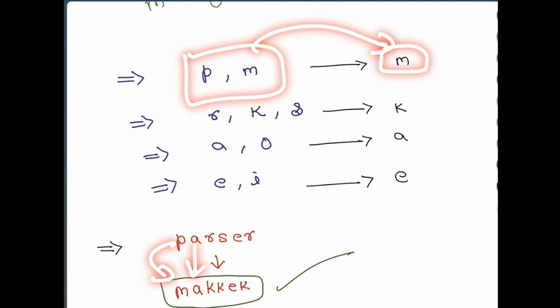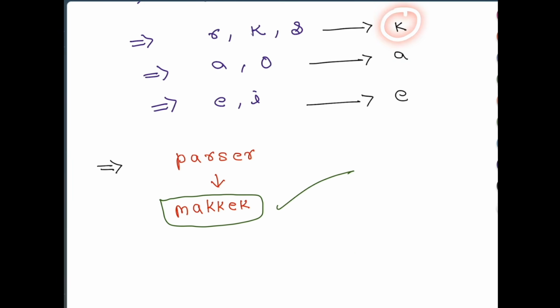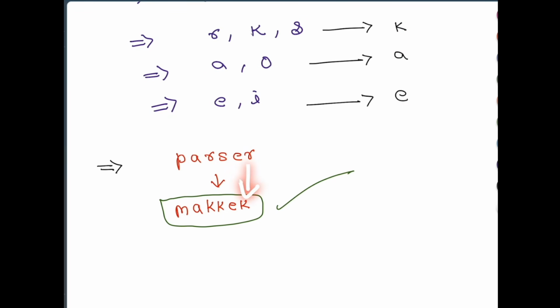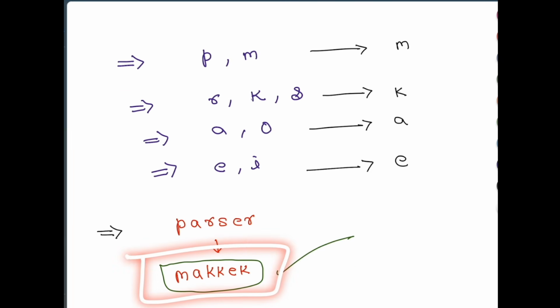A is converted to a because a belongs to this group and the smallest character in this group is a. R is converted to k. S is converted to k because r and s belong to this group and the smallest character in this group is k. Then we have e, which is converted to e because e belongs to this group and the smallest character in this group is e. And then again r is converted to k. So the output for this particular input is going to be M-A-K-K-E-K. This is example number 1 in the question.